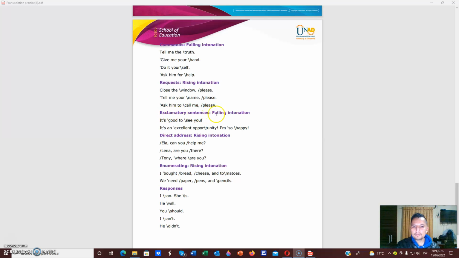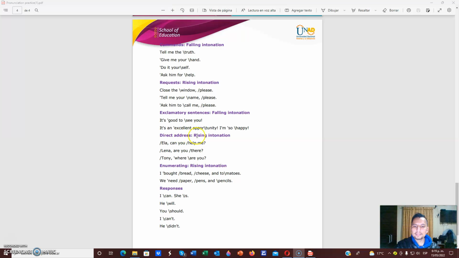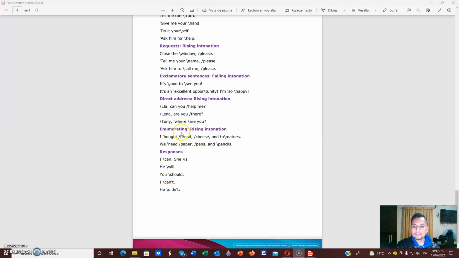Other sentences follow falling intonation. It's good to see you. It's an excellent opportunity. I am so happy. Direct address, rising intonation. Ella, can you help me? Lena, are you there? Tony, where are you? Enumeration, rising intonation. I bought bread, cheese, and tomatoes. We need papers, pens, and pencils. Response. I am. She is.